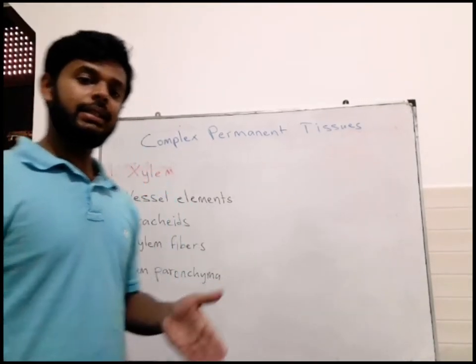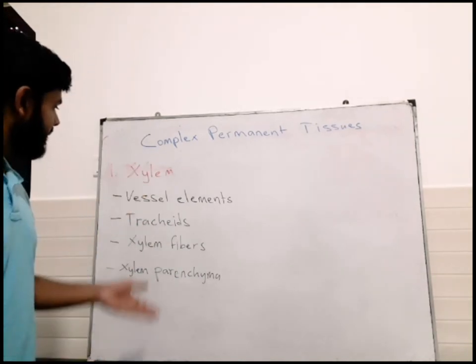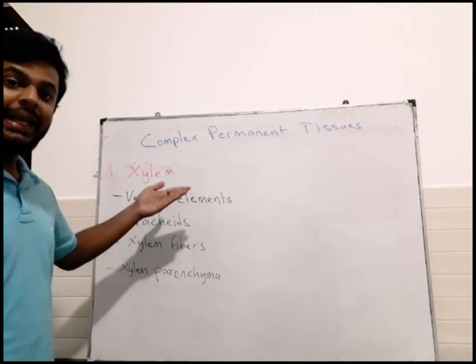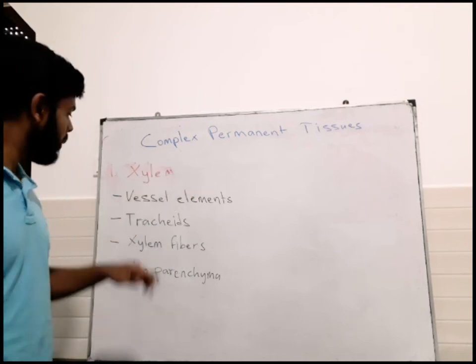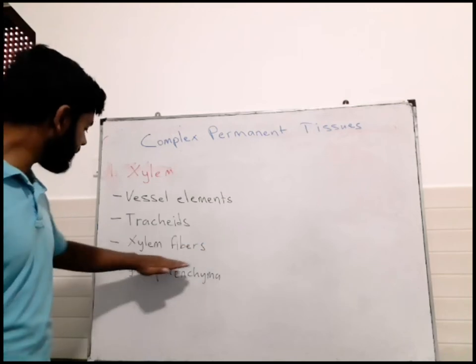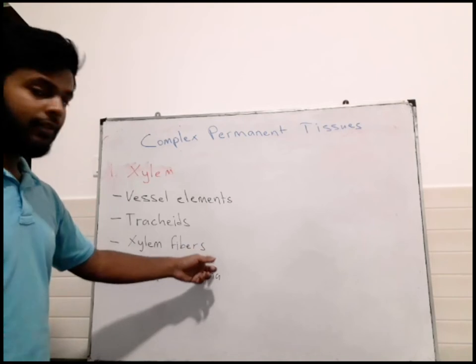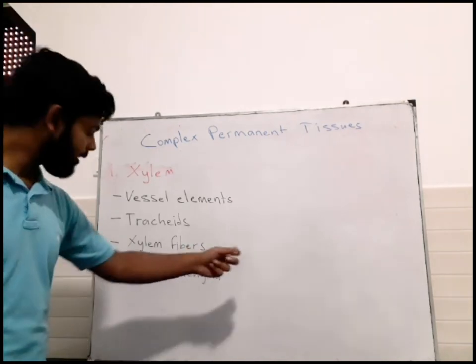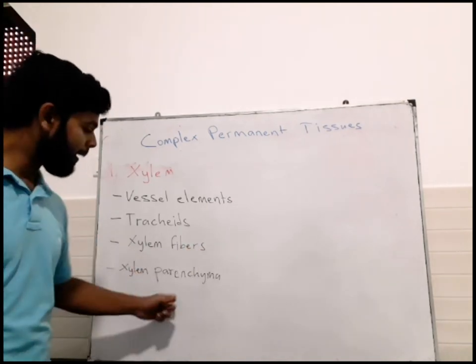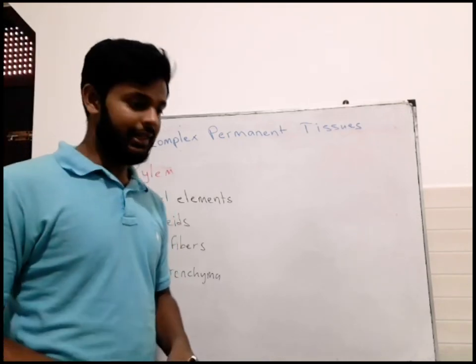Now we will concentrate on xylem complex permanent tissue. This xylem complex permanent tissue mainly contains four types of cells. One we call vessel elements, another we call tracheids, another one is called xylem fibers. The xylem fibers are the sclerenchyma fibers. In xylem we call them xylem fibers. And the fourth type is the xylem parenchyma cells. We will look at these cells in detail.